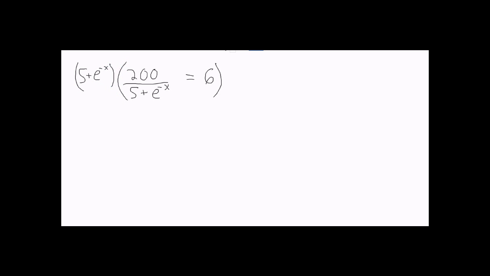In this case, we're going to multiply through. It's going to cancel on this side over here, so we're going to get 200. And this is just going to be 6 times 5 plus e to the negative x. So we're going to distribute that 6. It's going to give us 30 plus 6e to the negative x.